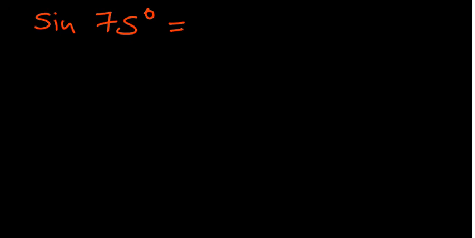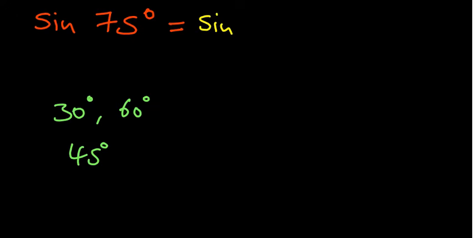I know of 30. I know of 60. In fact, 45 is also one of the special angles. Yeah, these are the special angles I know of. Of course, 90 is also one of the angles you're able to derive. So 30, 60, 45. These are the special angles we know. So are you able to express a given angle as a summation of the special angles? So 75 is the addition of 45 and 30.